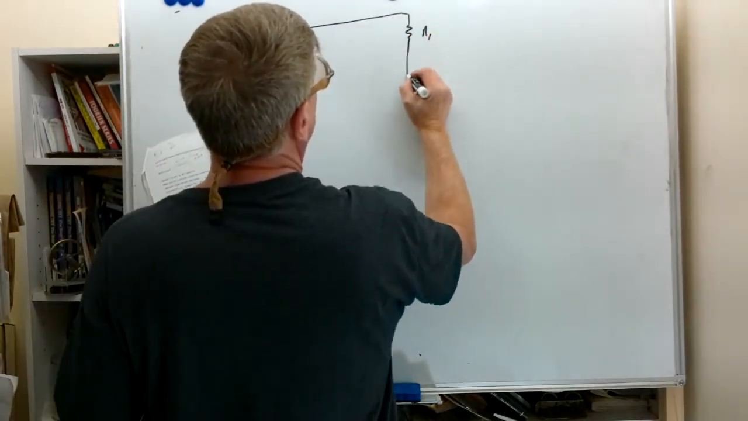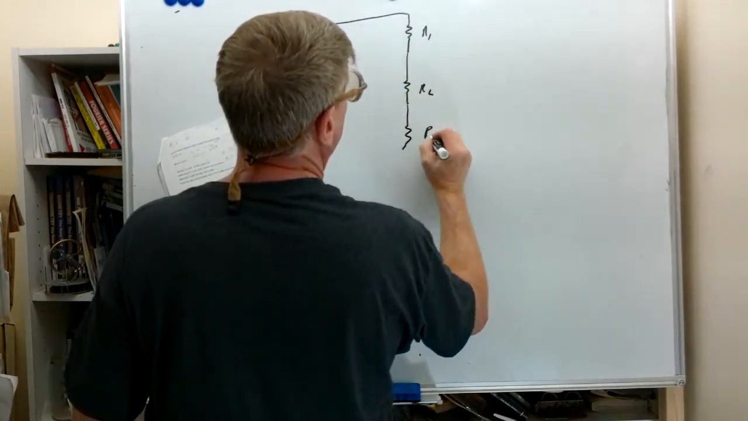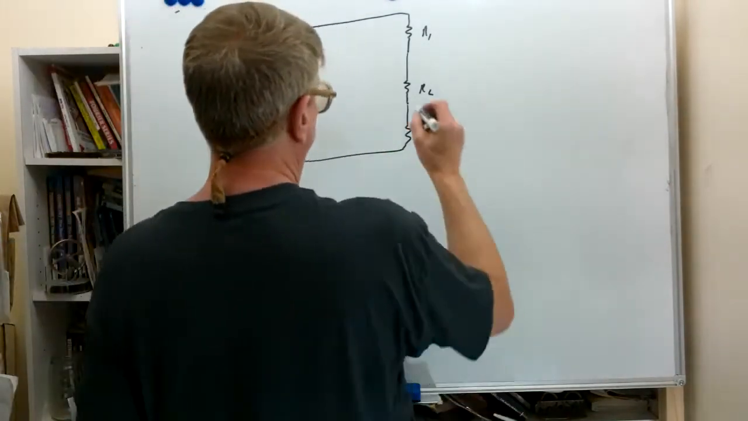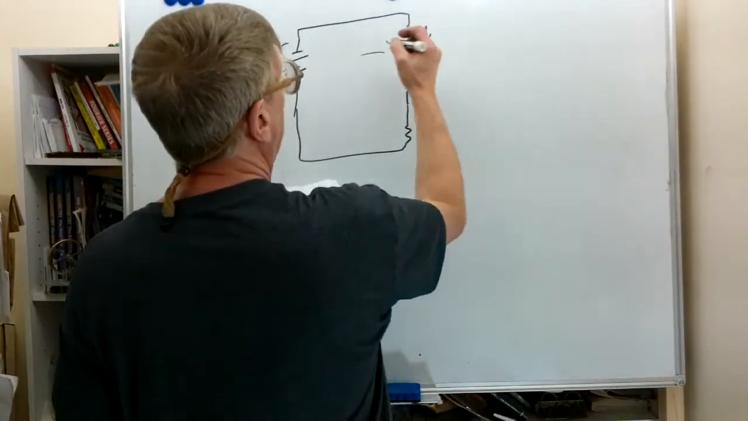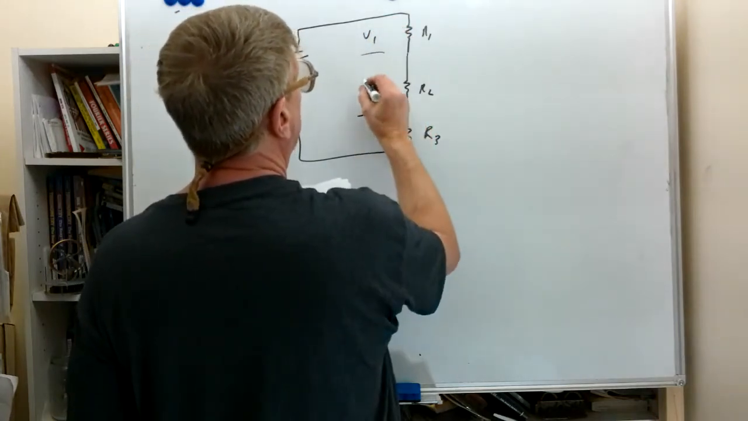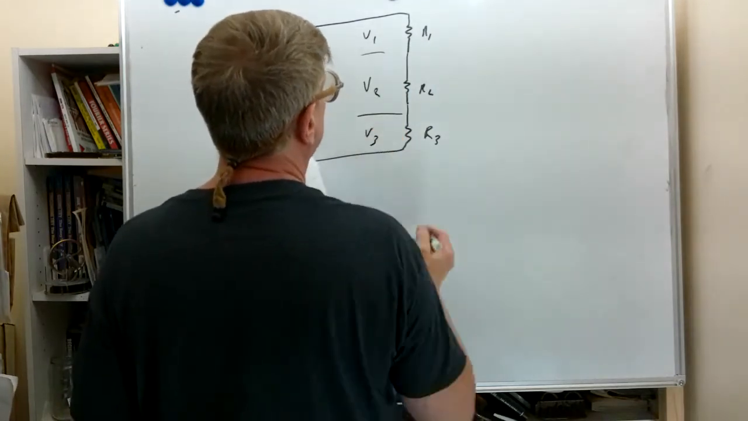R1, R2, R3, and the voltage across R1 we will call V1. The voltage across R2 we will call V2. The voltage across R3 we will call V3.